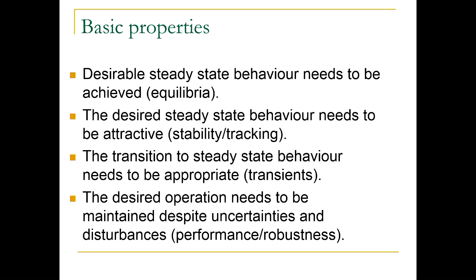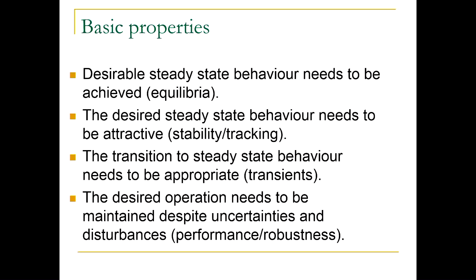And then desired operation needs to be maintained despite uncertainties and disturbances. We already saw in the open loop versus closed loop lecture that disturbances can really affect your system adversely. And we want to have operation that is good, acceptable, even if there are disturbances, even if there are uncertainties in the model as well.